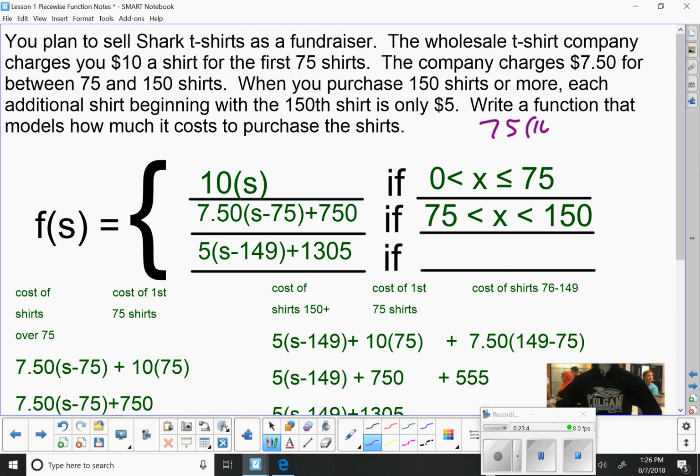75 times 10 is 750. That's where this came from. Okay, right here. Now, the next one is the one that's a little bit crazier, a little bit more to it. This one is a crazy equation. That's anything over 150 shirts.